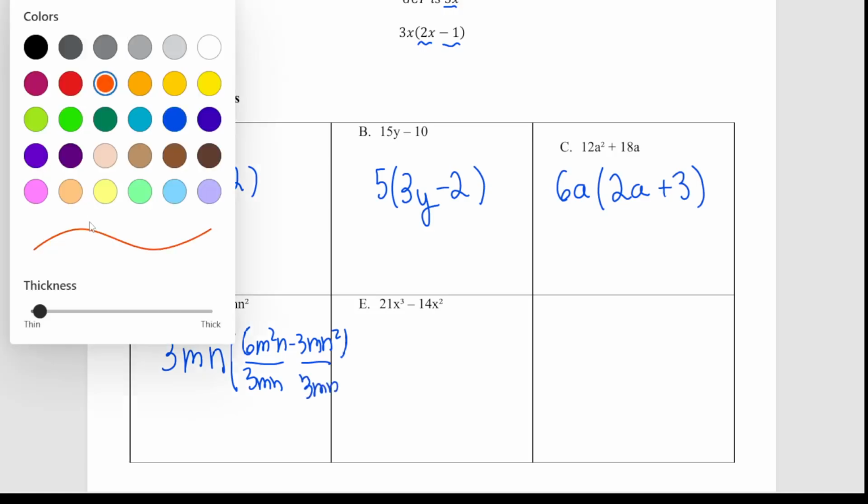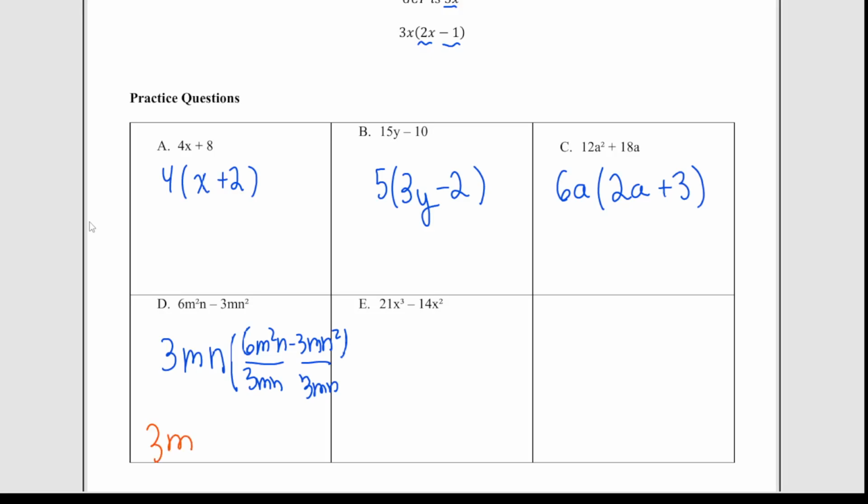So in particular, that first term is going to stay the same, 6m squared n divided by 3mn. 6 divided by 3 leaves us with 2. m squared divided by m leaves us with m. n divided by n just stays as is.